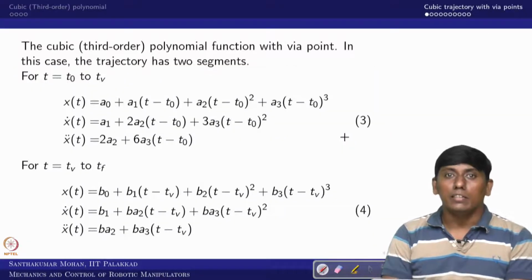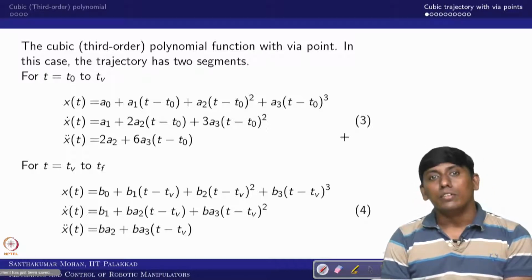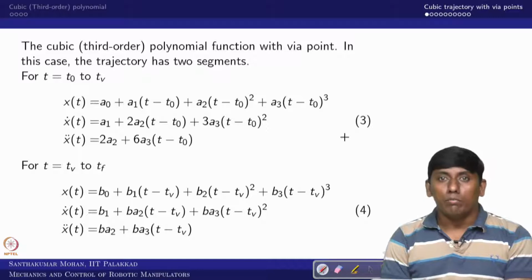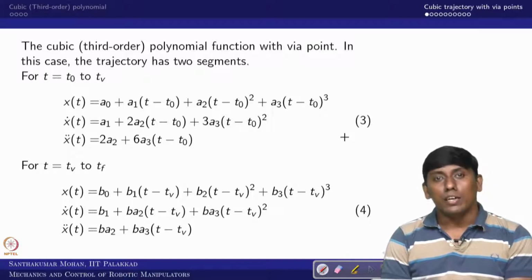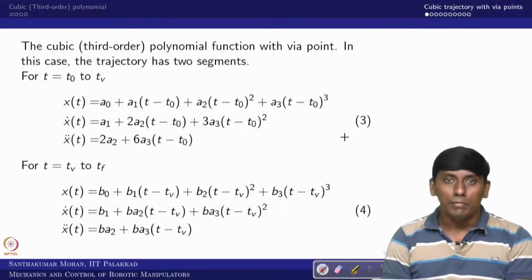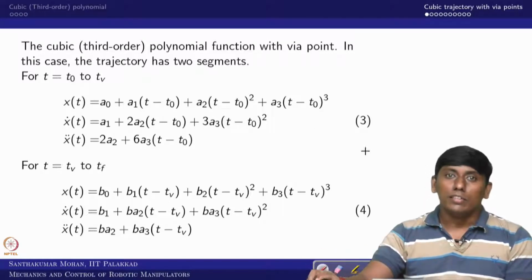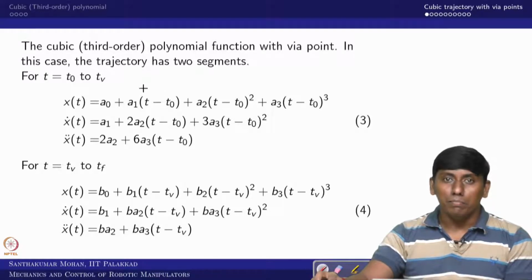So you can see the second thing we are trying to cover is cubic trajectory with via point. So in the sense it is a segment. For understanding, here I have taken only two segments. There is a via point, and correspondingly the time is TV. So the trajectory starts from T0 to TV, which is the first segment, then TV to TF is the second segment. In that case, the trajectory can be written in this form. Okay, this is the first segment and the second segment.